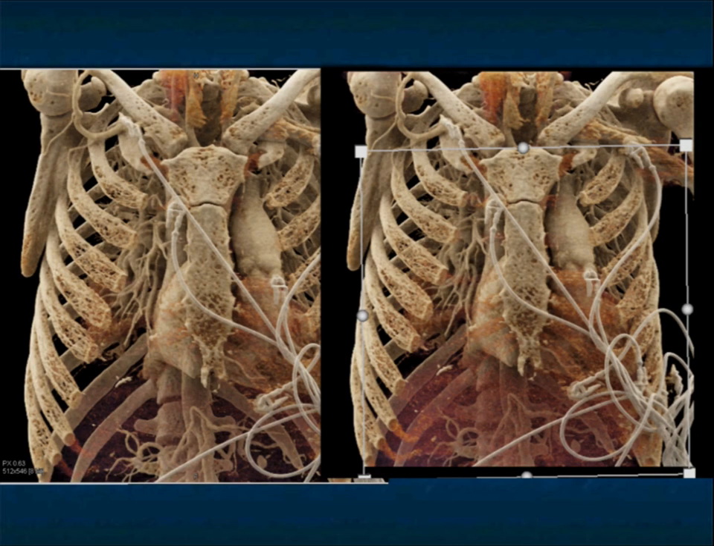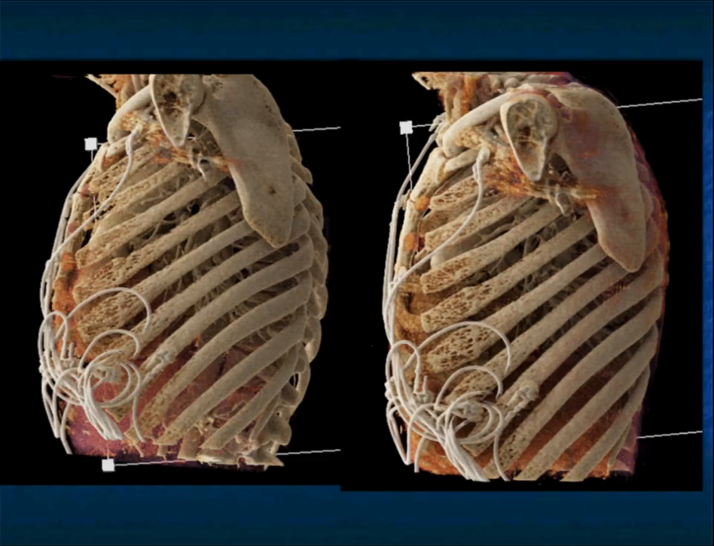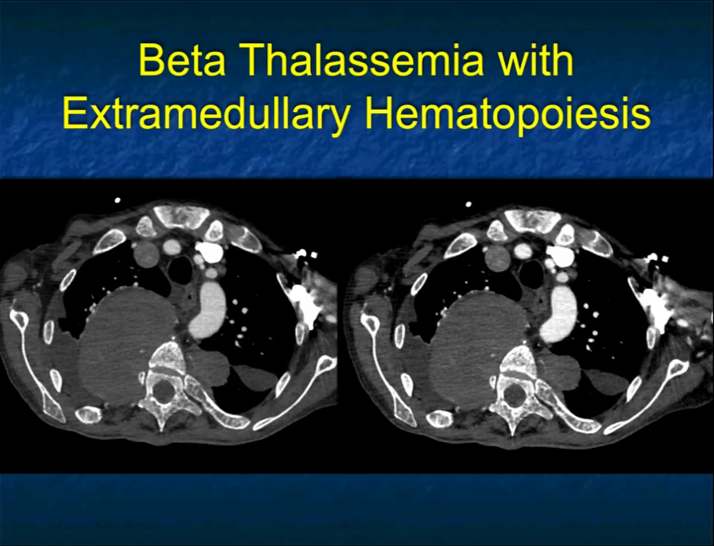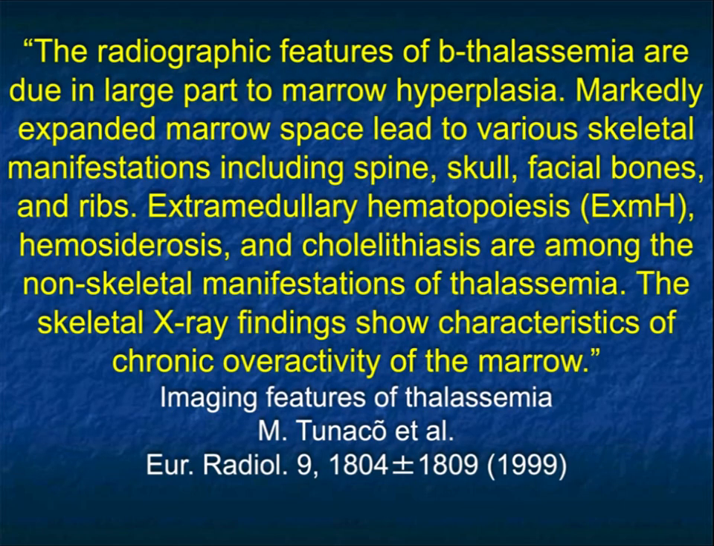Cinematic rendering really nicely shows you the coarse trabeculations in the ribs and in the sternum. Here it is again in the ribs on the sagittal view. And beta thalassemia with extramedullary hematopoiesis. What a great case. Extramedullary hematopoiesis can occur around the thoracic spine, the lumbar spine, and sacrum. It's always a great case to quiz people on because people often don't think about it. It's rare, but not uncommon, which maybe doesn't make sense, but the point is we do see cases of it all the time.